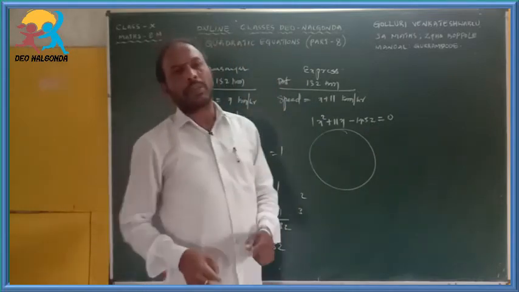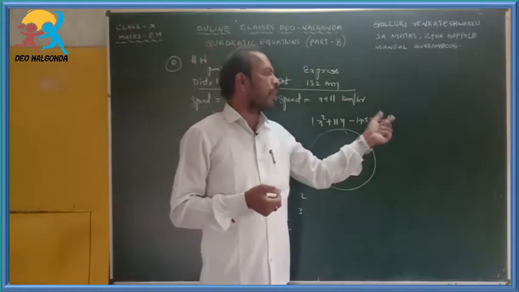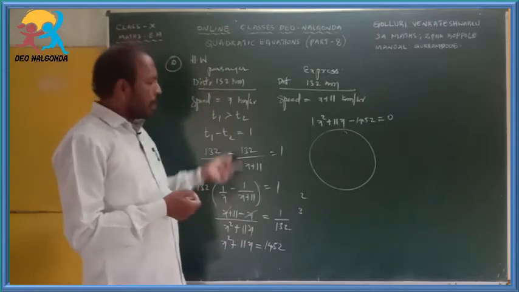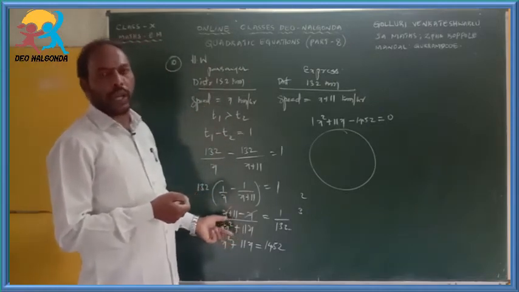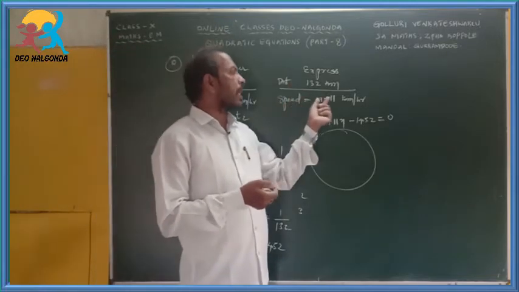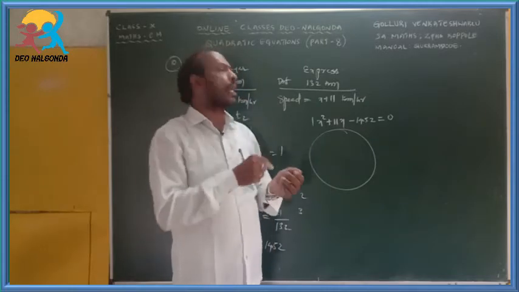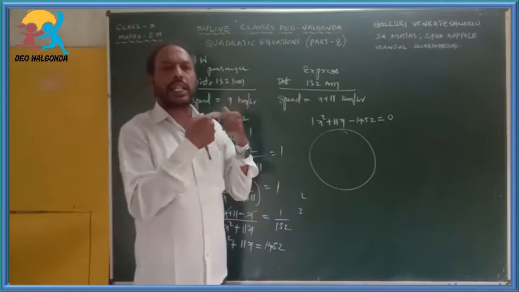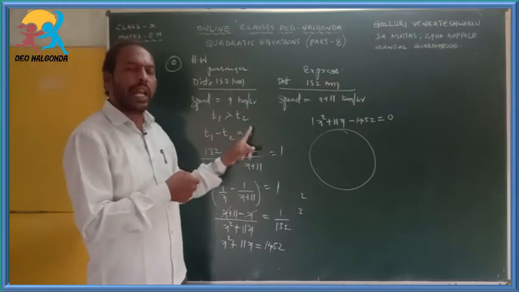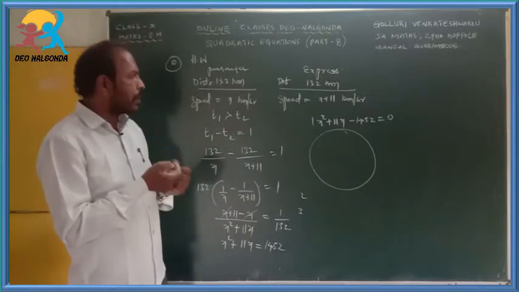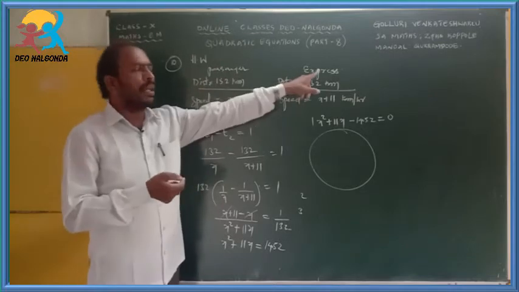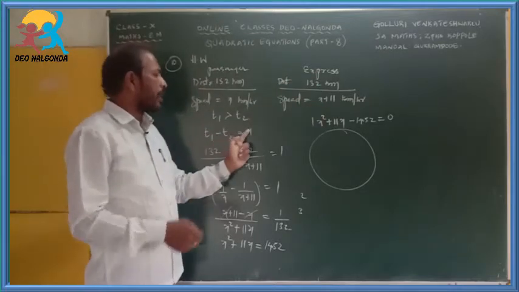I said I will explain up to the quadratic equation formation. This problem is actually homework for you, and I have given guidelines. So the speed of the passenger train is x km/h, and the speed of the express train is x plus 11 kilometers, which is more than the passenger. The distance traveled by these two trains is given as 132. The difference between these two timings is given as 1 hour, whereas the passenger train takes a lot more time than the express train, that's why t1 minus t2 is equal to 1 hour.